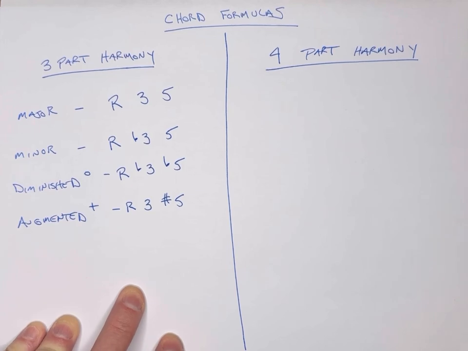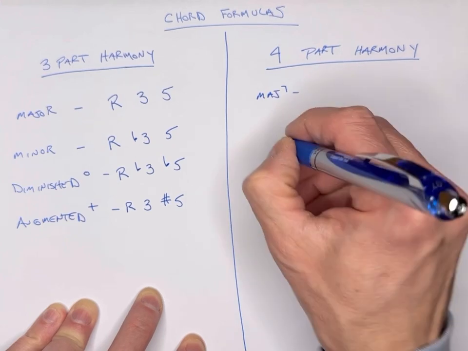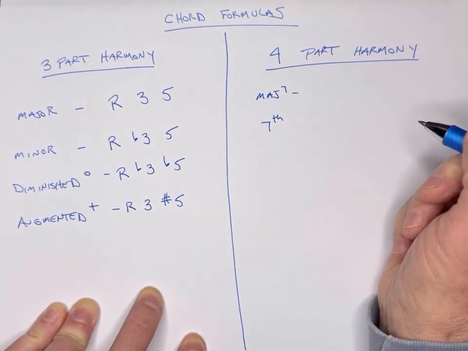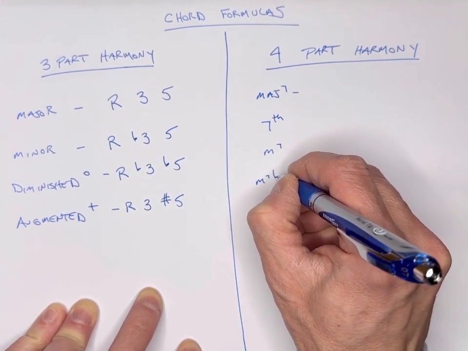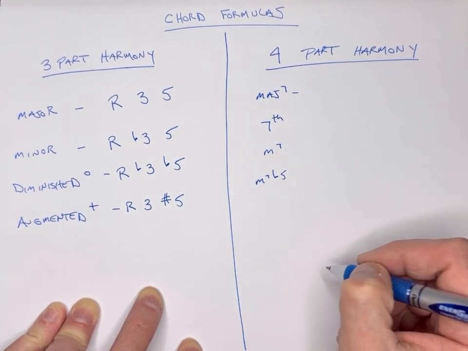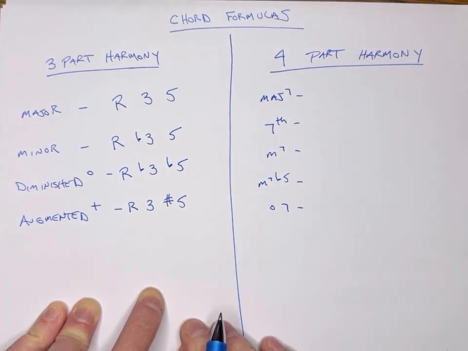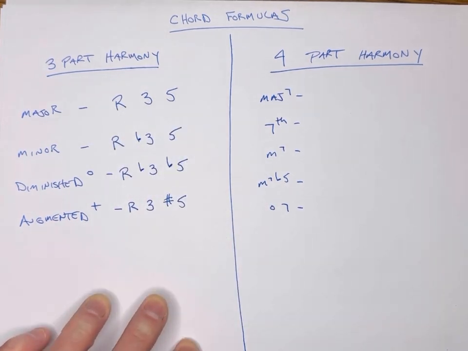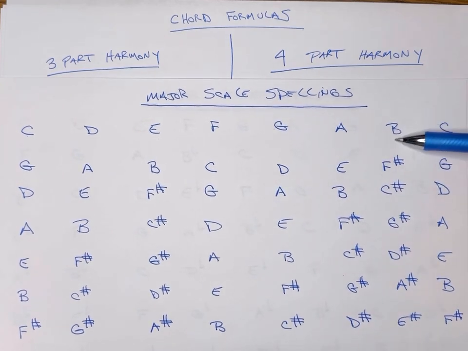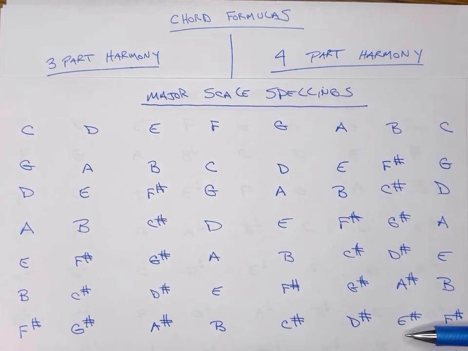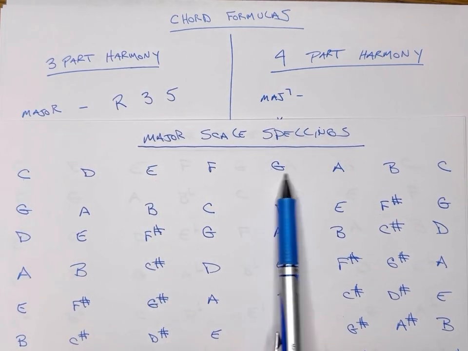We are now going to talk about the 4-part harmony chords. So you have a major 7, you have a dominant 7th, you have a minor 7, you have a minor 7 flat 5, and you have a diminished 7th. And just like we did over here where we have specific degrees of the scale, the thing that's going to change on this one is that we're now going to include this column over here, which is the 7th degree of the major scales. So the major 7, which I'm going to write here in a second, is going to be the root, the 3rd, the 5th, and then the 7th.